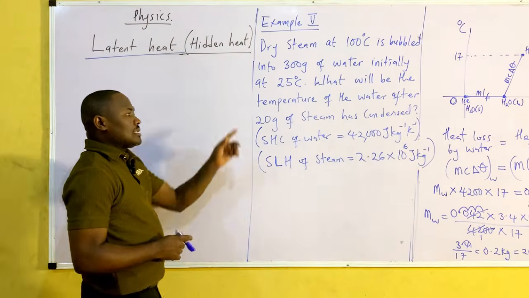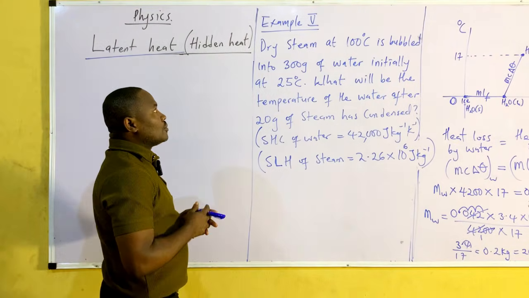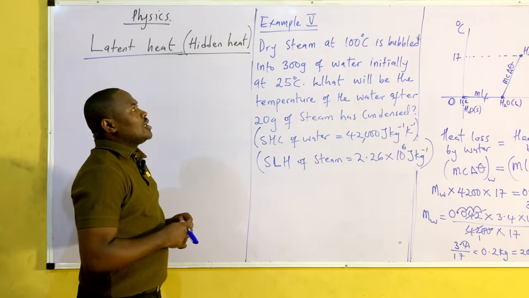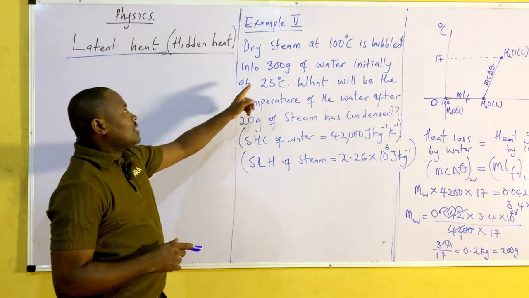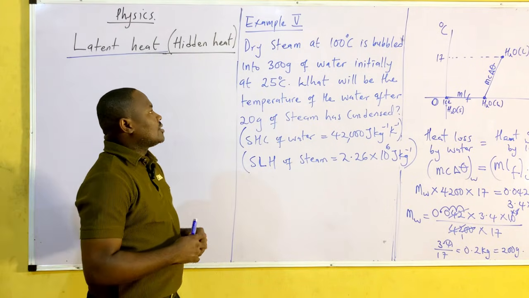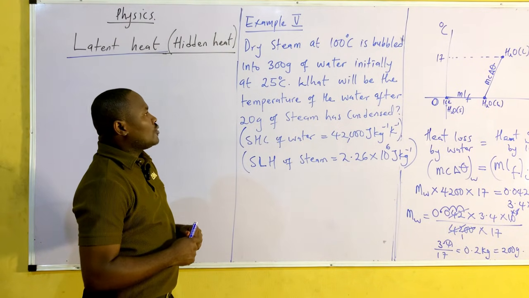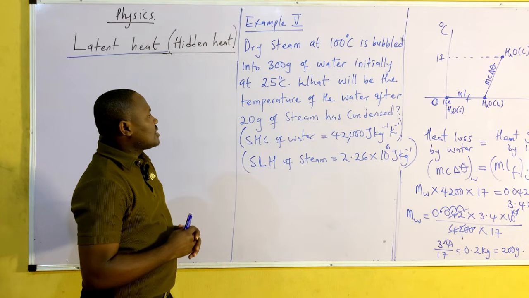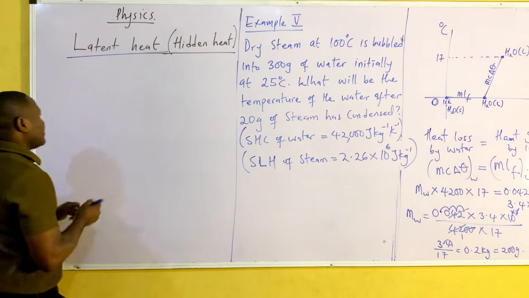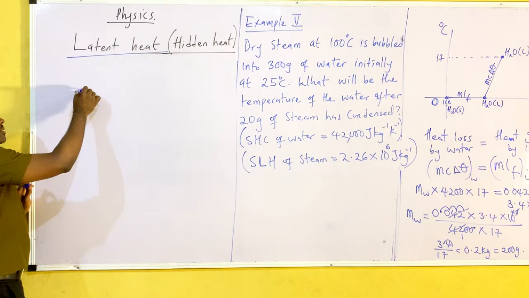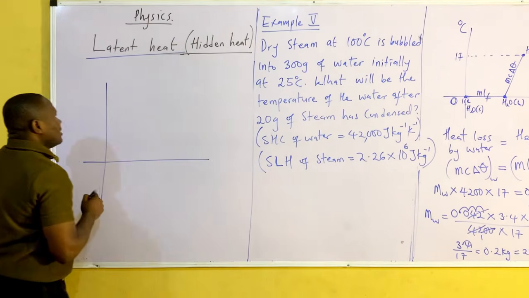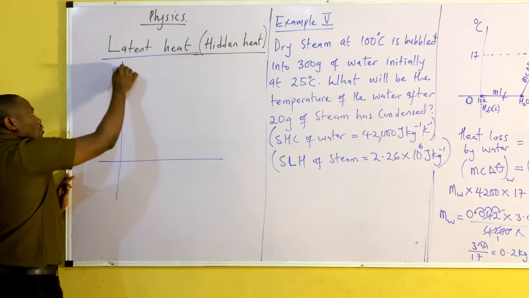Now let's look at example number 5. It says dry steam at 100 degrees Celsius is bubbled into 300 grams of water initially at 25 degrees Celsius. What will be the temperature of the water after 20 grams of steam has condensed? Now it means that if I have it as a graph like this, please take note of this, very important.